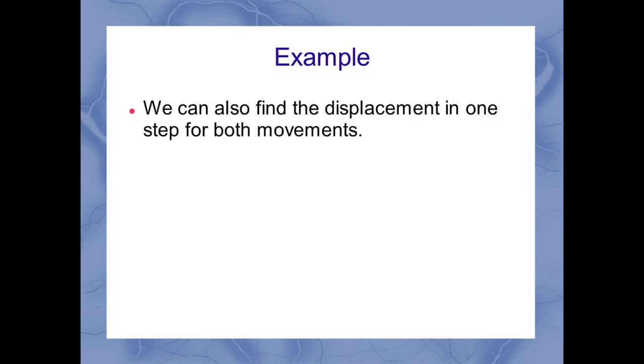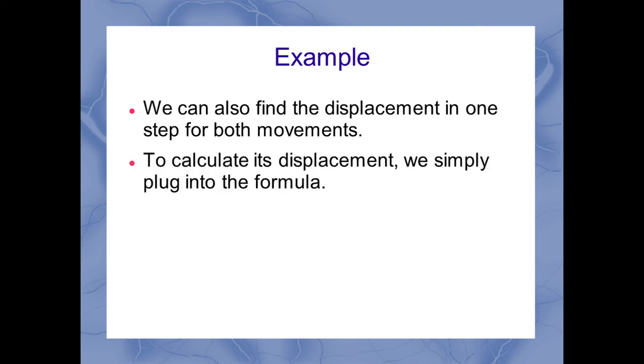Now, if we want to find the overall displacement for both sets of movements, we just look at the final minus the initial, and the final is 0, the initial is 0. So a displacement is 0 meters. Even though you've moved a certain distance, your displacement is 0 because you're back where you started.